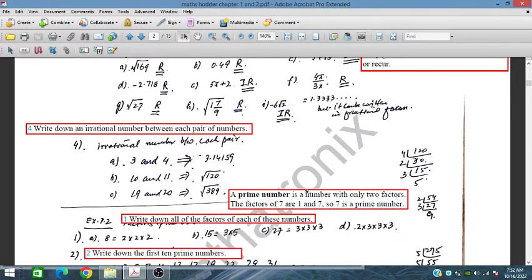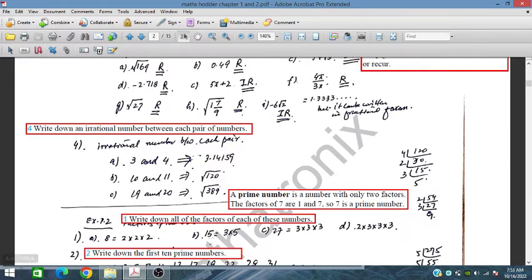A prime number is a number with only two factors. This is the definition of a prime number: a number with only two factors. The factors of 7 are 1 and 7, so 7 is a prime number. Now write down all of the factors of each of these numbers. So we have to write down this, 8. It can be written down as 2 into 2 into 2. So this is all prime.